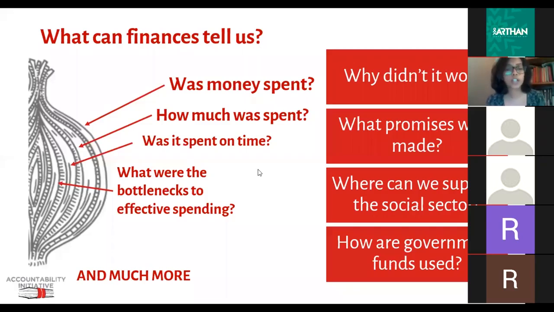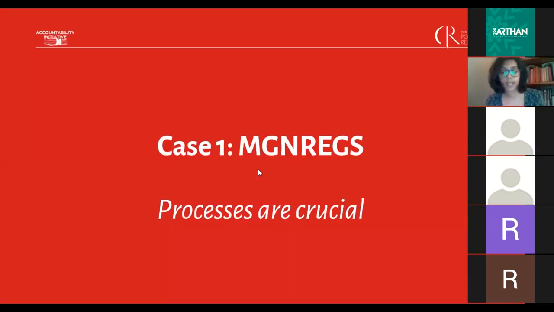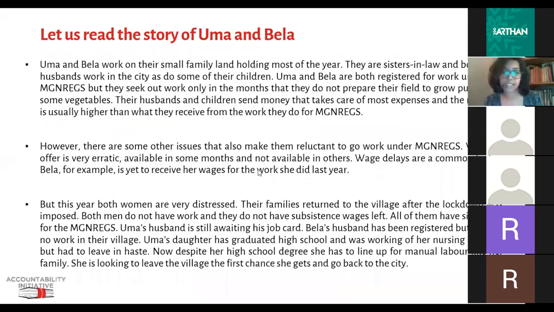So to give you a short snapshot of this and to illustrate how understanding finances can be useful to you, we'll take you through a couple of case studies. One of them is the Mahatma Gandhi National Rural Employment Guarantee Scheme, and one is from the health sector. Let us move on to the first case study, which is the Mahatma Gandhi National Rural Employment Guarantee Scheme.